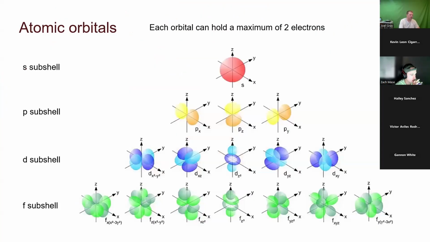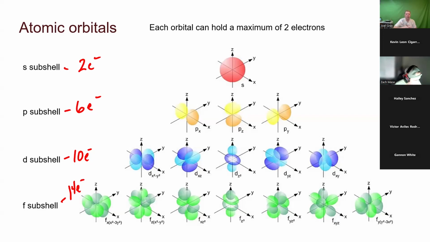I'm going to jump back. S subshell, 2 electrons. P subshell, 6 electrons. D subshell is going to hold 10 electrons. And would anyone, using this kind of pattern, I'll give you a second to look at the pattern, and whenever you're ready, tell me how many electrons an F subshell can hold. London, awesome. 14.